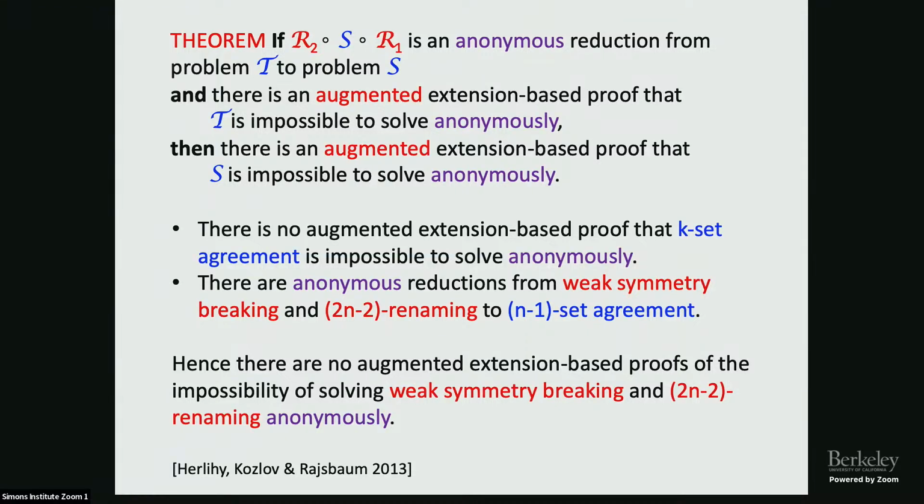Since there are anonymous reductions from weak symmetry breaking and 2n-2 renaming to n-1 set agreement, it follows that there are no augmented extension-based proofs, and hence no extension-based proofs, of the impossibility of solving weak symmetry breaking and 2n-2 renaming anonymously.